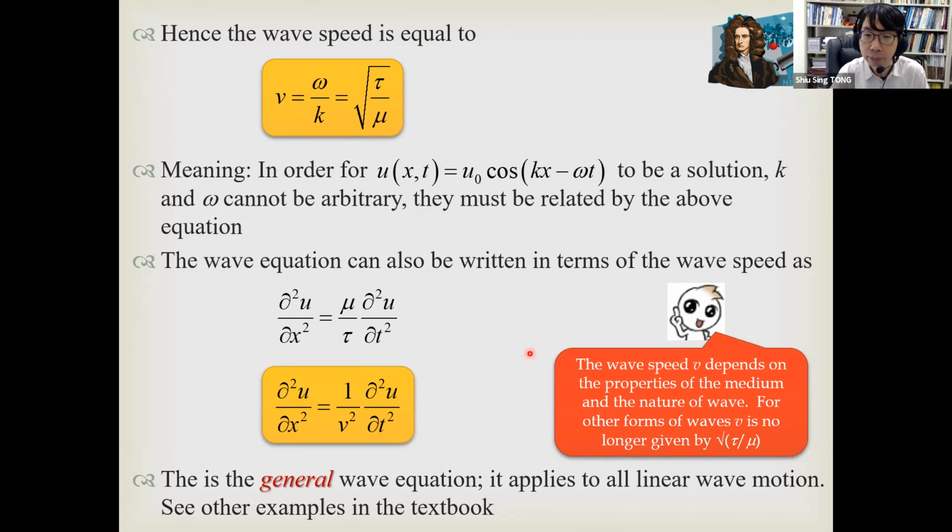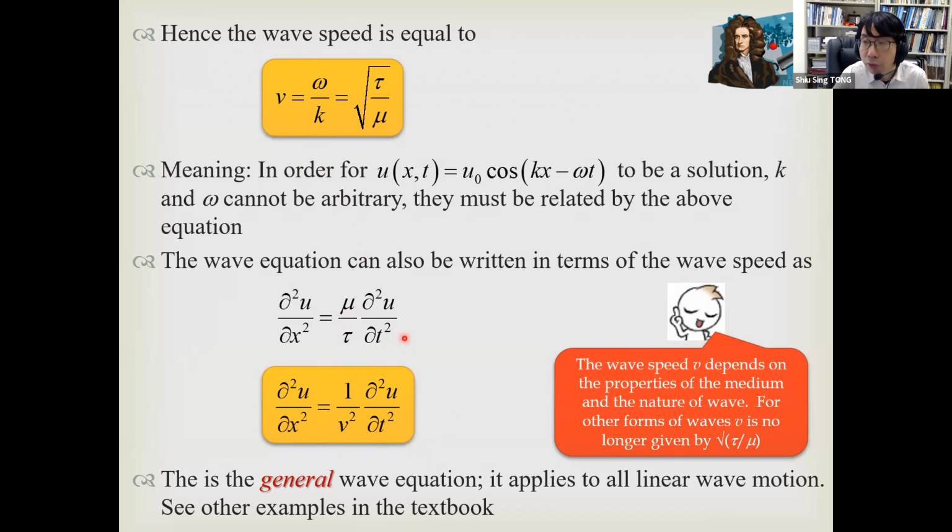Okay. Now, because this is a constant anyway, we may like to convert this ratio mu over tau, which I now put on the right-hand side together with the second derivative in t. I may now write this constant mu over tau as 1 over v squared. So that becomes the standard wave equation now.